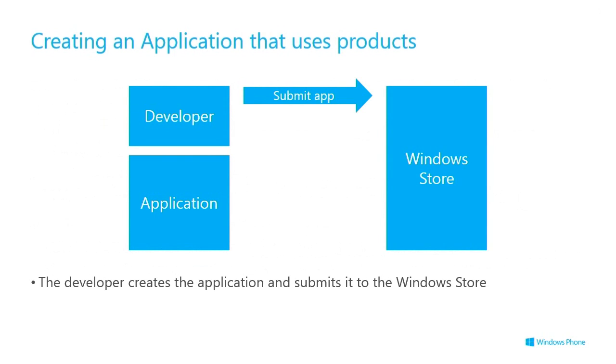So I'm just going to run through the next few slides, the whole end-to-end flow of what happens relating to in-app, how you set this up, the role of Microsoft and the role of you, and what the application does. So first of all, you, the developer, create your app in just the same way as you always have done, and you submit it for verification and publishing to the Windows Phone Store using your account in the Dev Center.